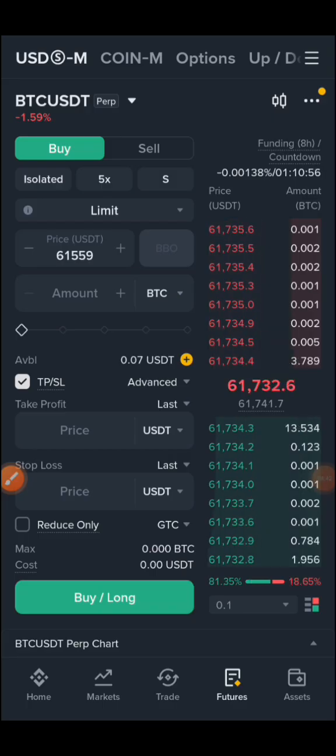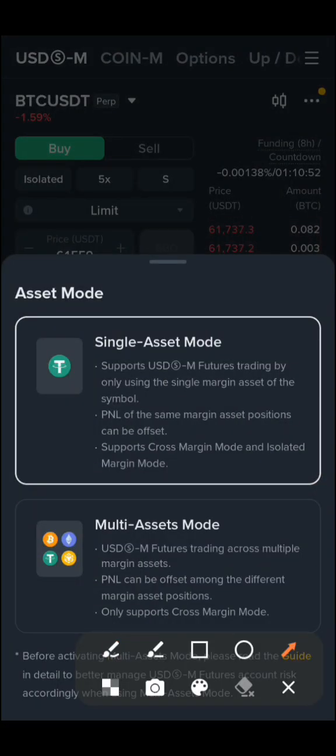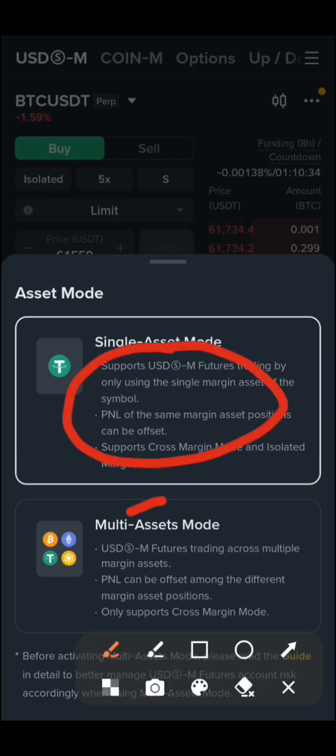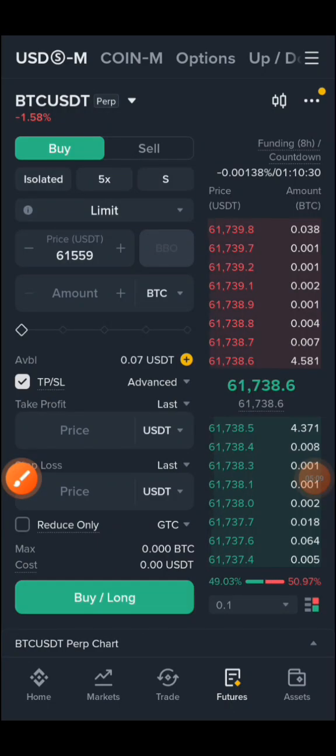And then right here we have asset mode, where you're seeing the sign of S. We have single asset mode and multi asset mode. As a beginner, always use single asset mode. You can go ahead and read this info and this one so that you get to understand it very well. But always, as a beginner, I recommend you to use single asset mode.